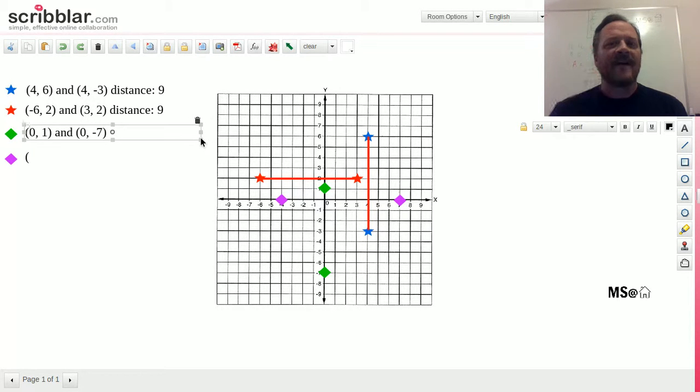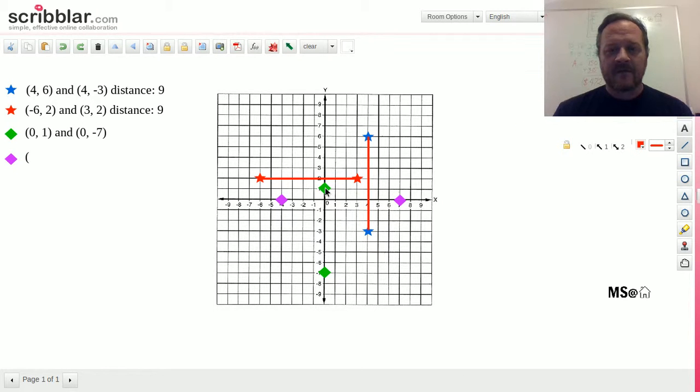They both have an x value of 0. They both have the same x value. So they're not moving to the right or the left at all. This is a perfectly vertical line. If I were to connect those two dots, I would see that. And it really just follows the y-axis. It's sitting right on that y-axis.